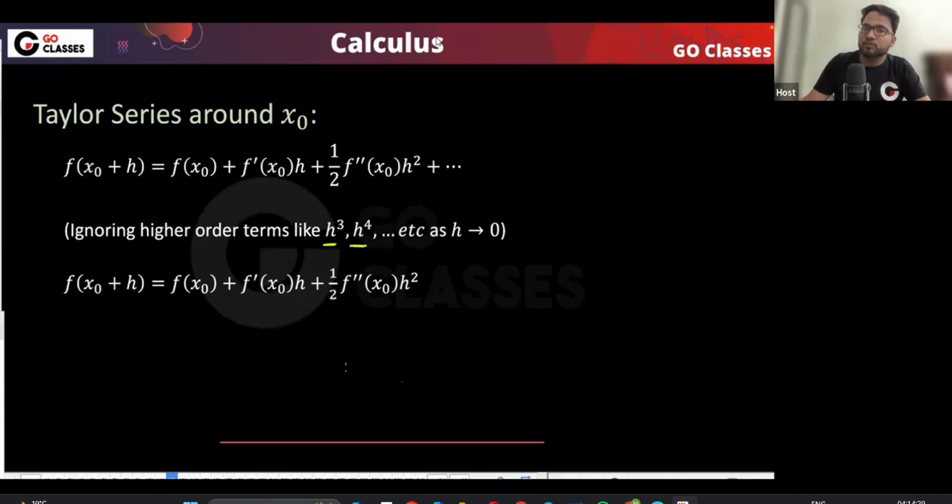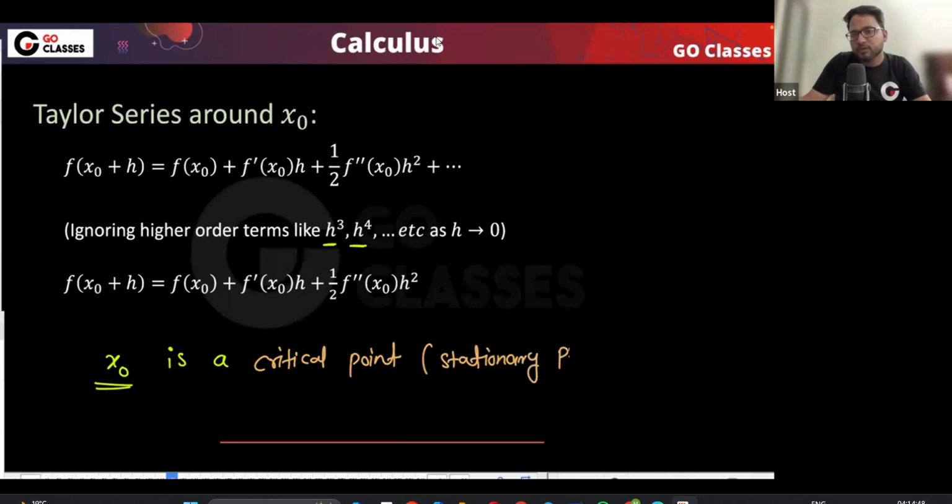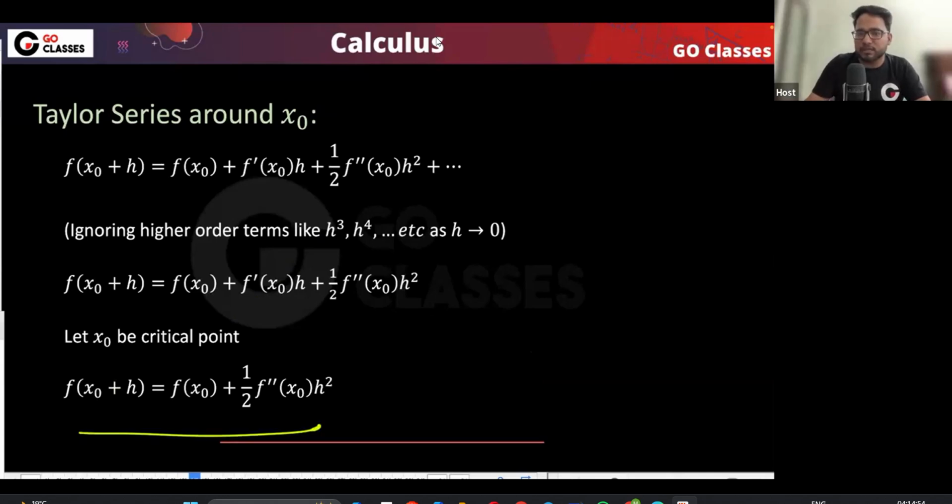Now further assume that x naught is a critical point. Critical point means where the derivative of the function at that particular point, f dash, is actually 0. Is this okay, everyone? Let me know. Some people call it a stationary point and some call it a critical point. You can call it anything. In that case, you can directly say that this term is 0. So if x naught is a critical point, then you have something like this.